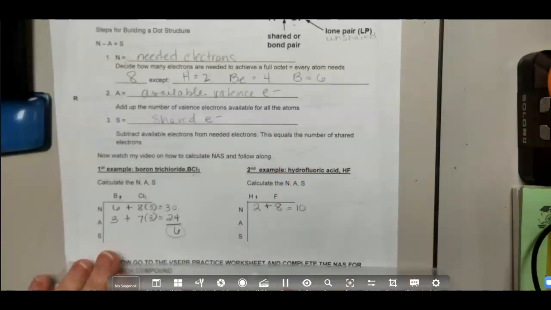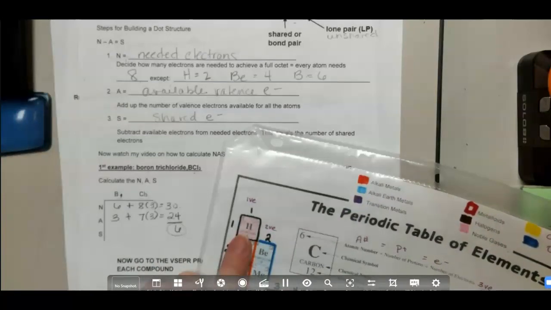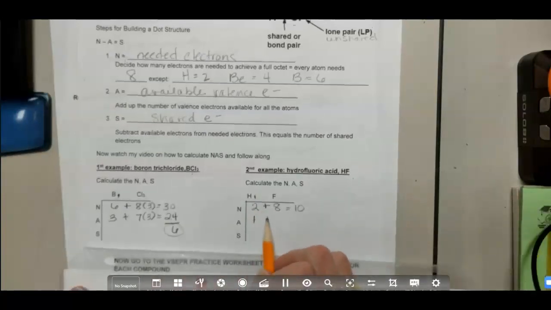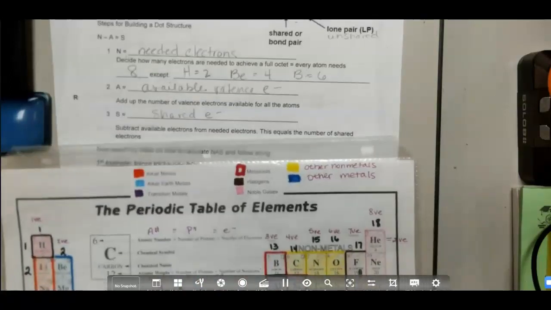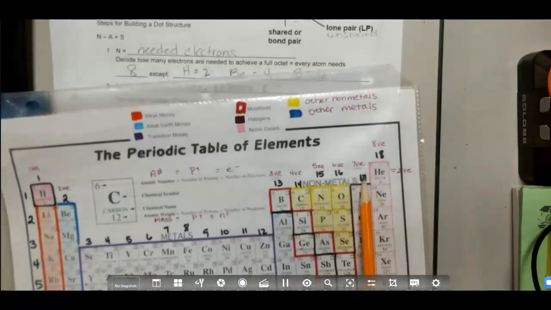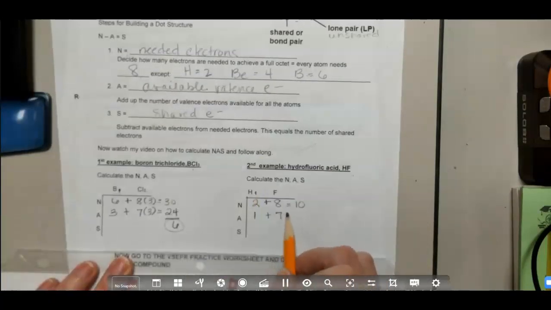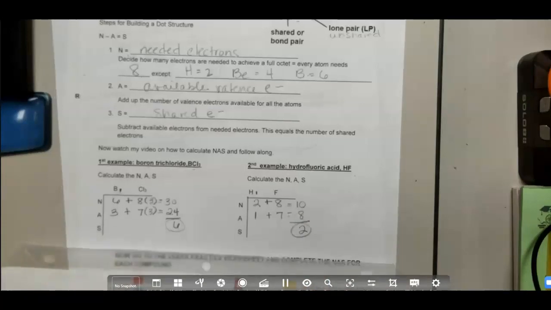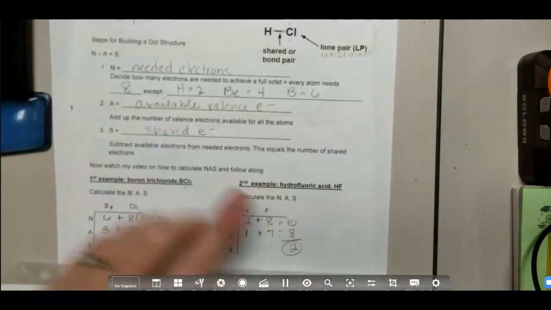Available. Hydrogen's in group 1, so he has 1 valence electron. Plus I've got fluorine, who has 7 valence electrons. Add them together for a total of 8. And again, shared is needed minus available. So we're going to share 2 electrons between these 2 atoms.